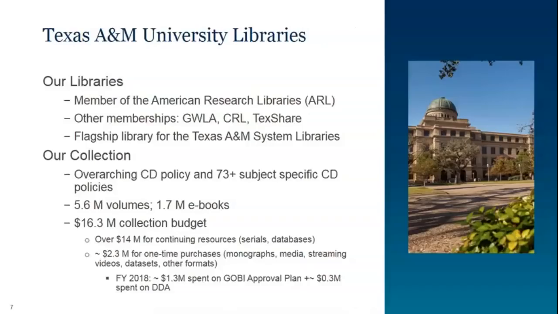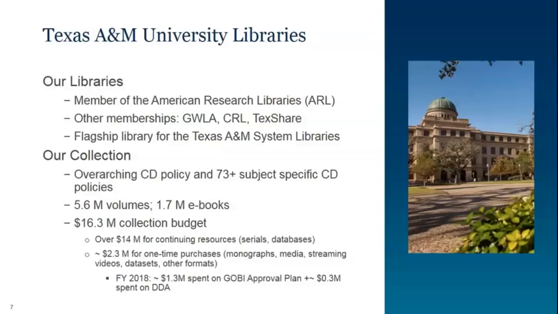Our collection development activities are guided by an overarching collection development policy and 73 subject-specific collection development policy statements that are managed by 35 subject librarians. Currently, our collections include more than 5.6 million print volumes and 1.7 million ebooks. We also have more than 206,000 print and online journals and 1,712 databases. We are very fortunate to have a healthy materials budget of $16.3 million.